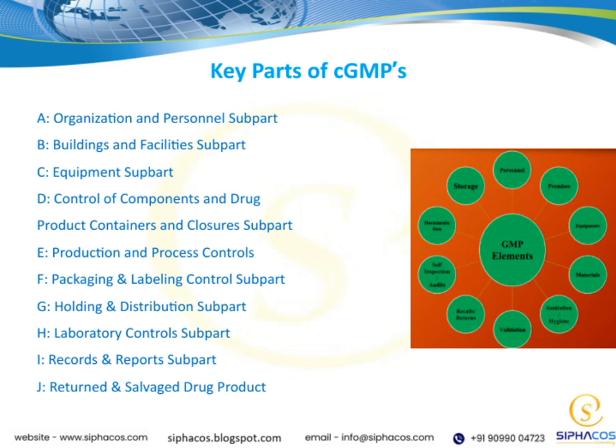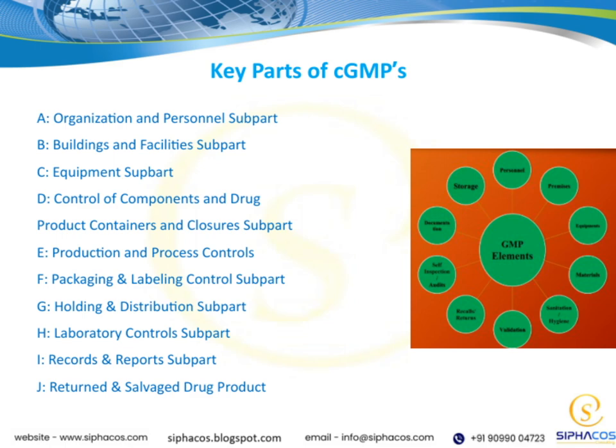The control of components and drug product containers and closures subpart is about ensuring that raw materials and packaging components meet strict quality standards before they are used. Production and process controls then cover the procedures and controls necessary to produce a product that meets specifications every time. Packaging and labeling control subpart emphasizes accuracy and traceability, reducing the risk of mix-ups or errors in labeling.